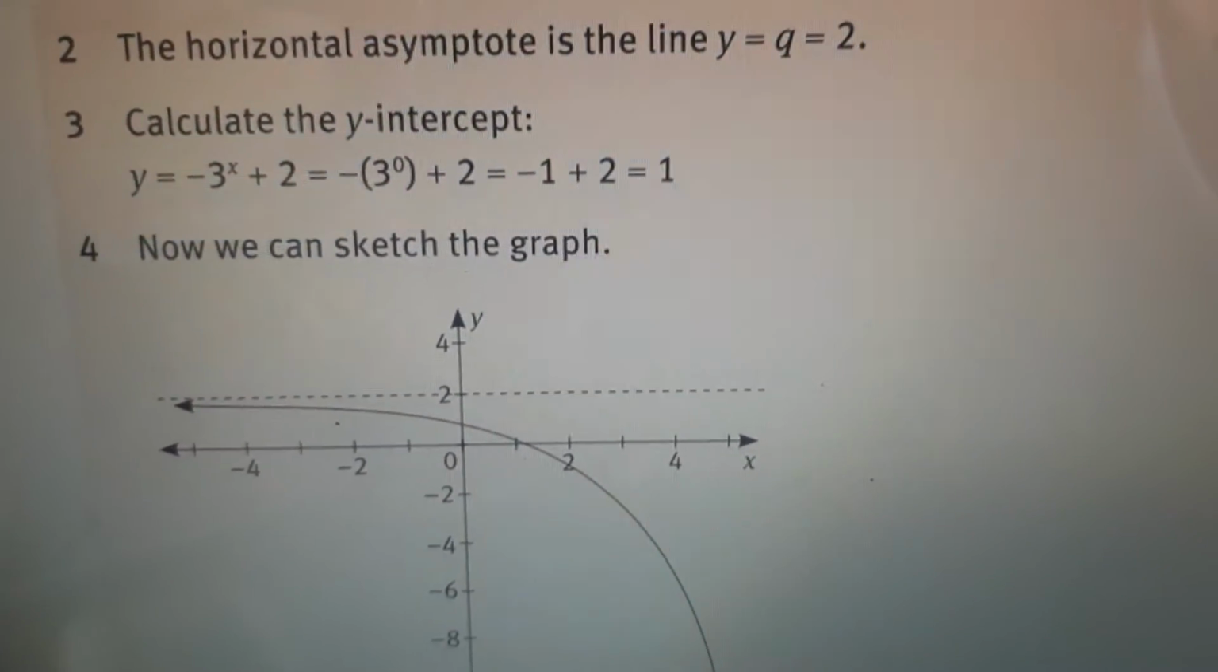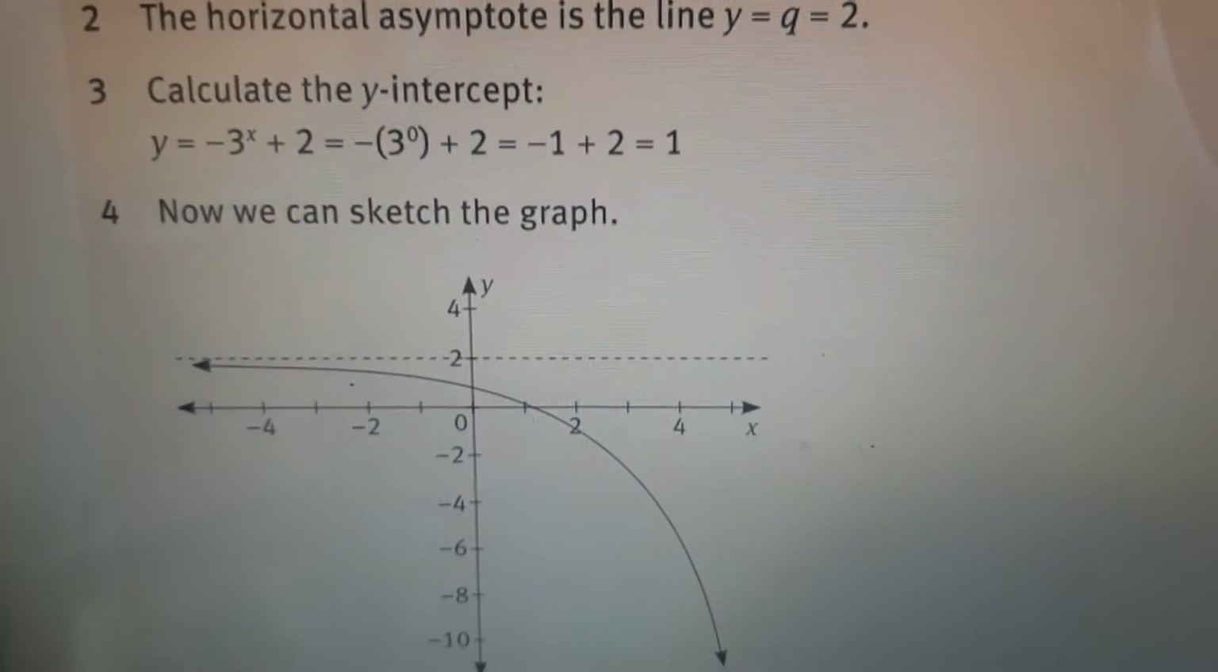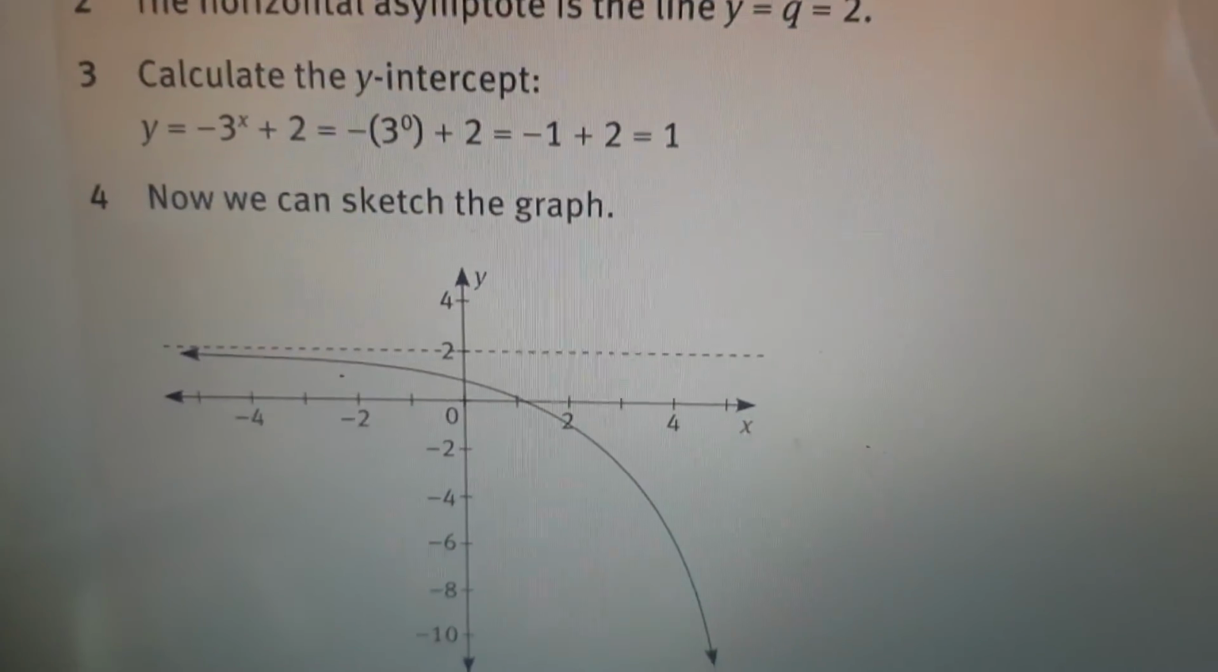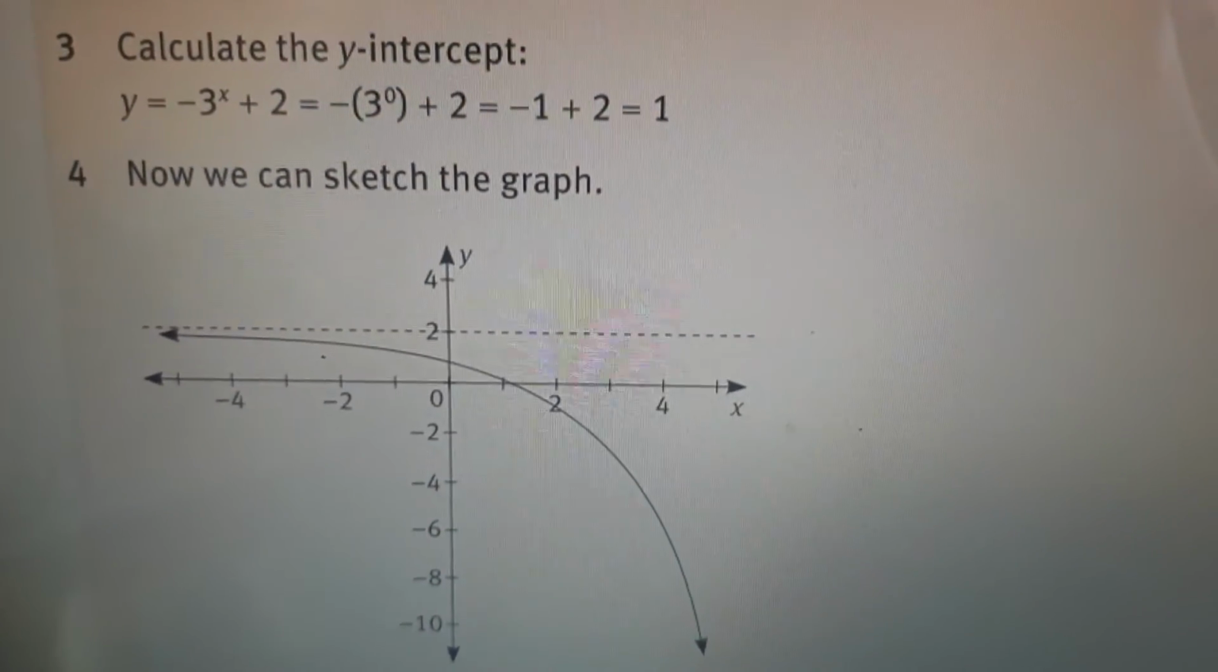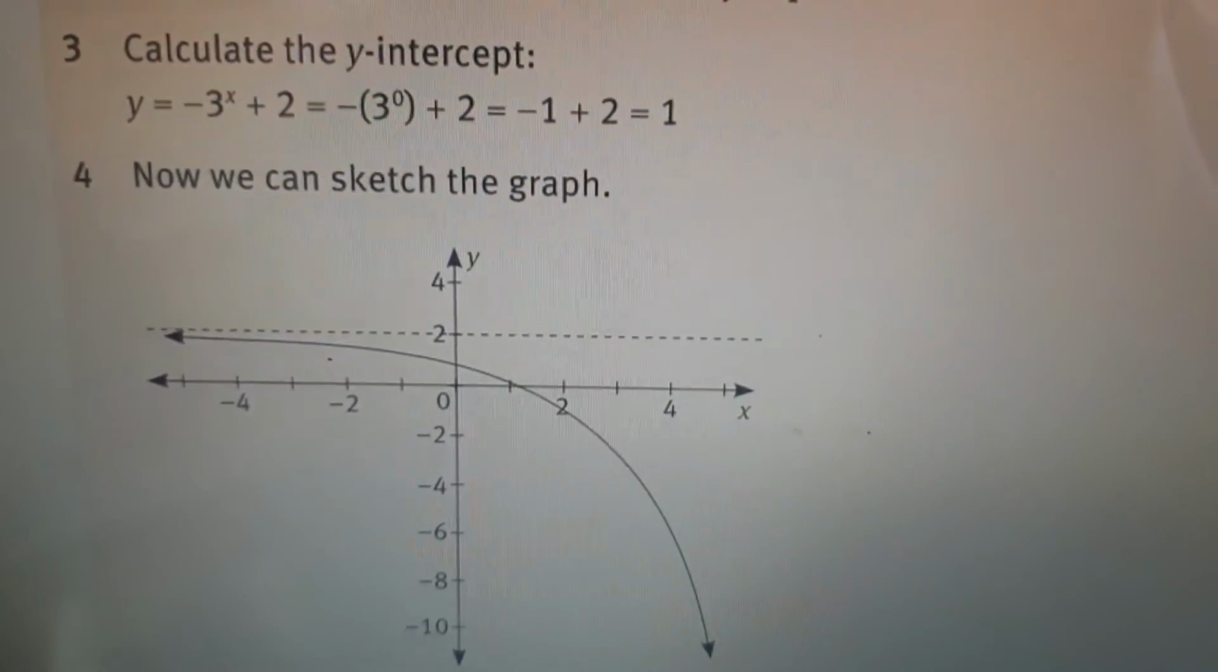Okay, so now we have a look at our horizontal asymptote. Our horizontal asymptote is the value of q, which is 2. And here it is drawn in the dotted line. So we know it's going to approach that line but never touch it.